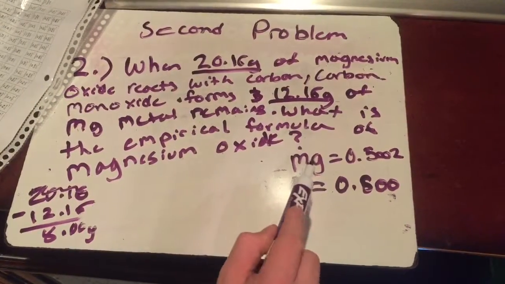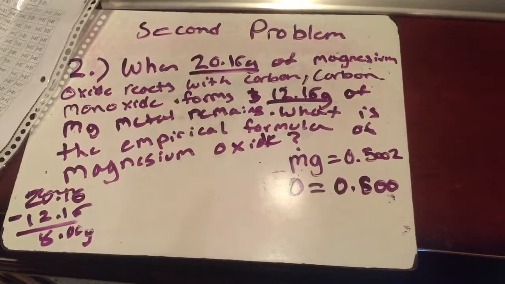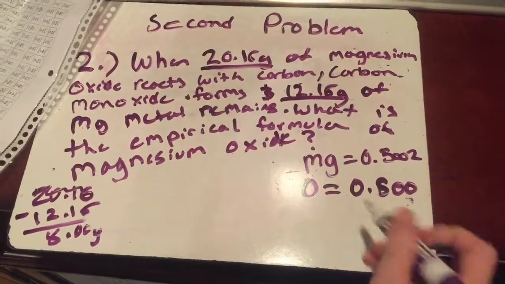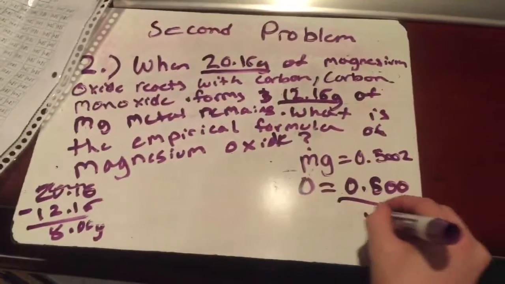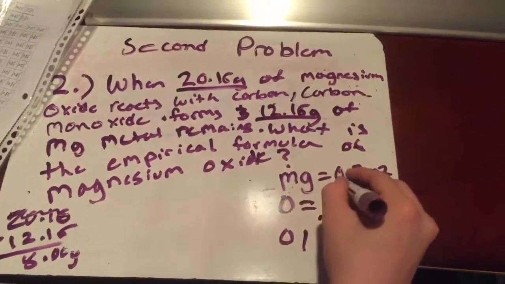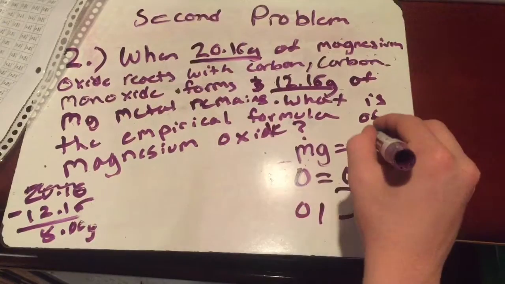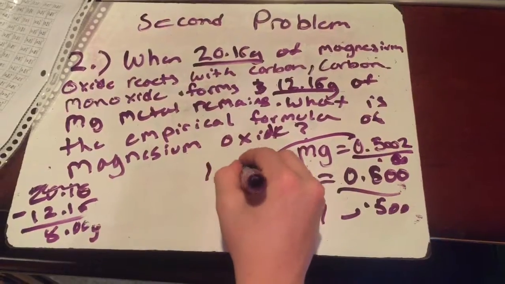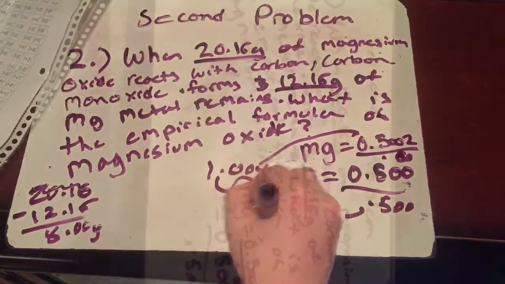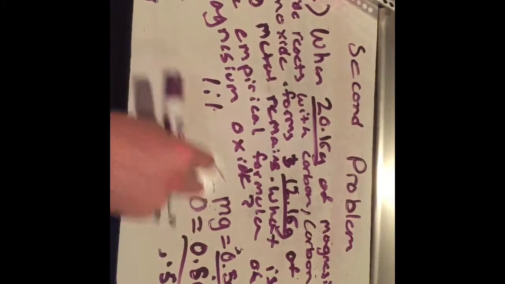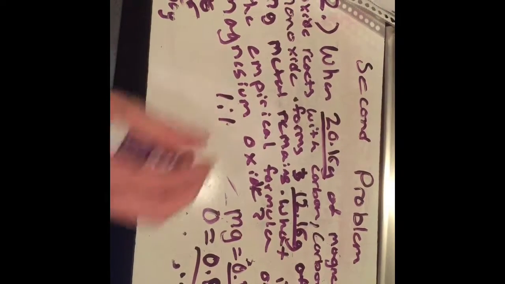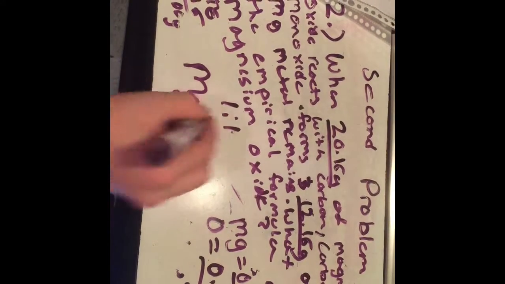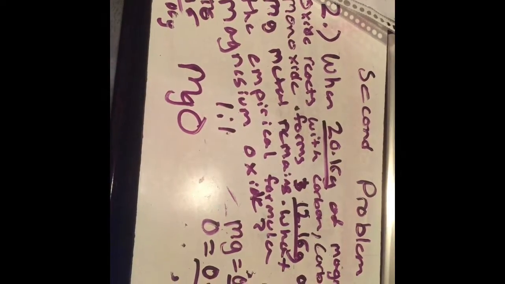Okay, so after you found your magnesium and your oxygen numbers, you want to once again divide by the smallest number. Your smallest number here is 0.500. So 0.500 divided by 0.500 should give you 1 oxygen. You divide the magnesium by 0.500, and that should give you 1.004, which just rounds to 1. Since both of these rounded to 1, your compound would stay the same. It would not change from MgO, which stands for magnesium oxide.